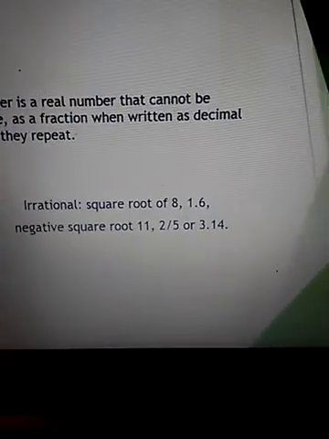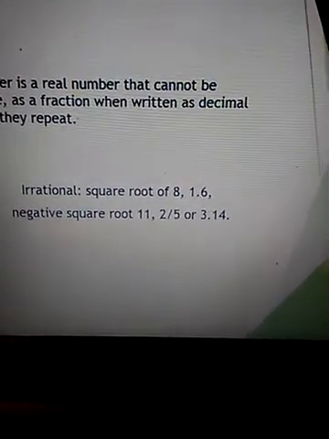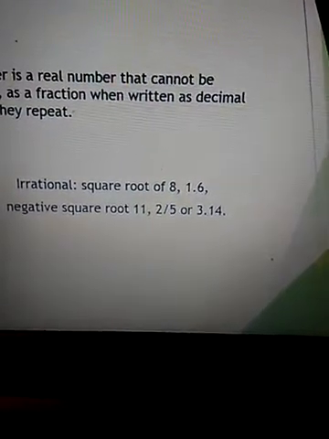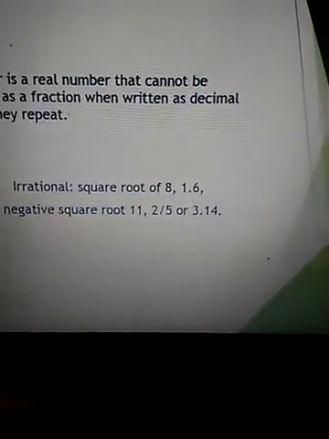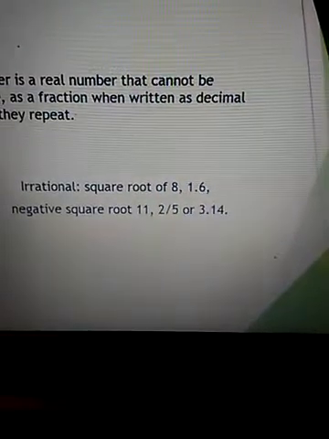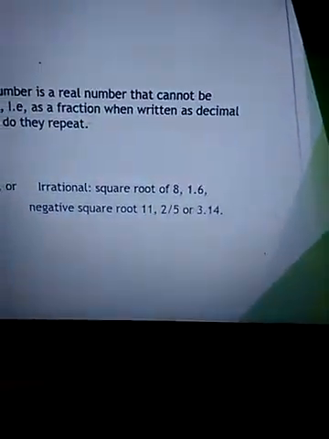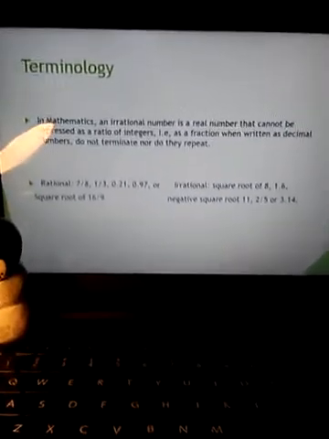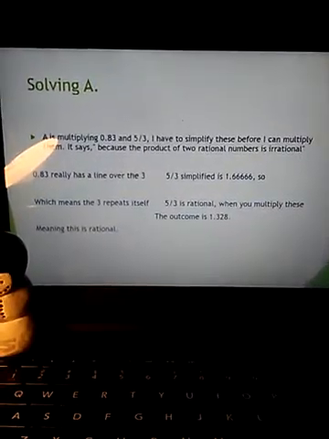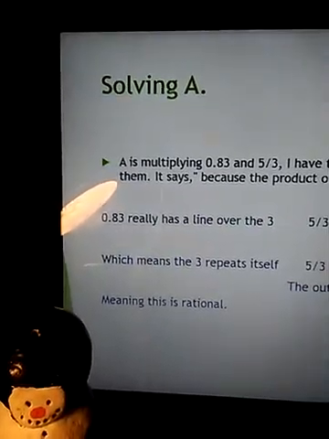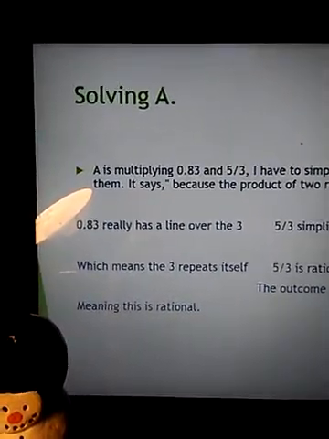An irrational number would be the square root of 8, 1.6, negative square root of 11, which looks like that, 2 over 5, or 3.14. Now, moving on to solving A.